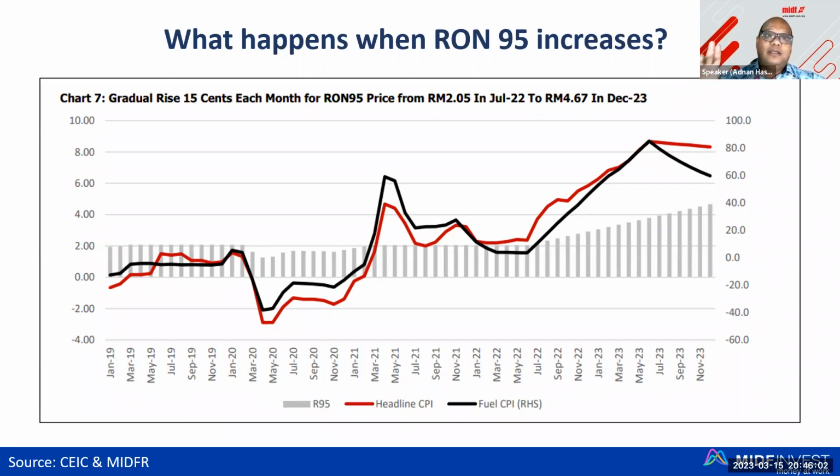In a way that if RON 95 naik, our CPI naik. If RON 95 turun, our CPI turun. So basically what this is trying to say is that it has a very high correlation. Should harga minyak naik, our cost of living will also naik, basically. And should harga minyak turun, it will turun accordingly.